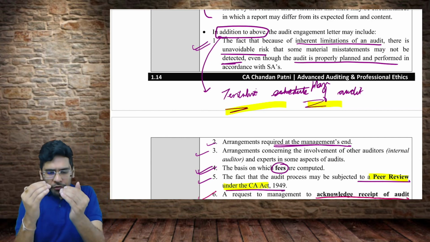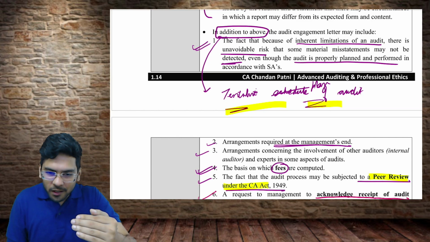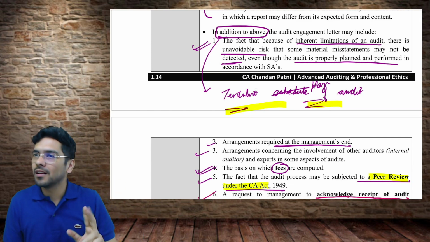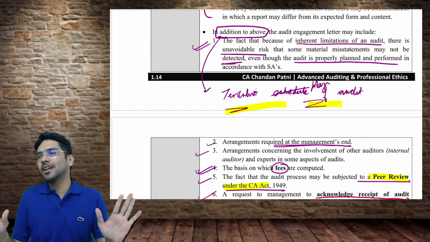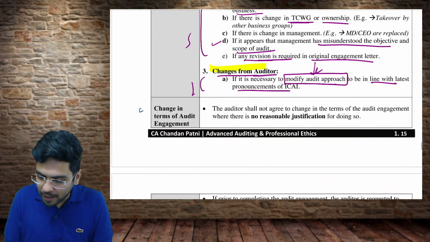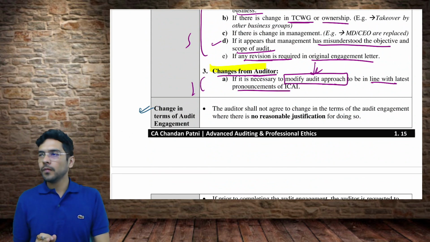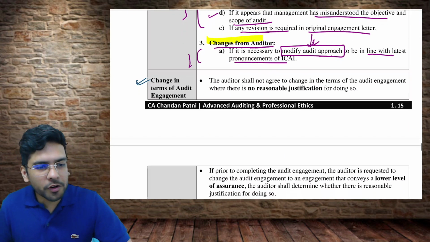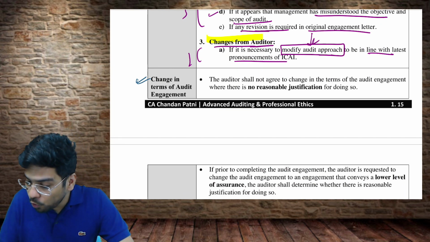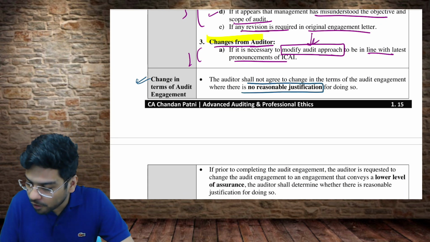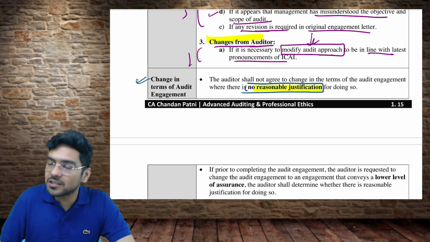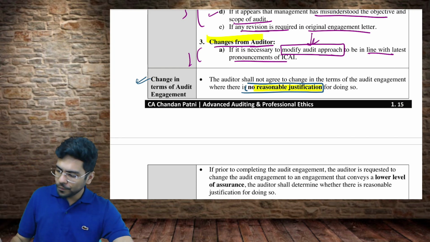But if you agree with the change, don't you think the new requirement should again be jotted down in a fresh AEL? Yes, things should be as clear as possible, right? So let us now read the last part of the chapter, change in terms of audit engagement. It says the auditor shall not agree to a change in terms of audit engagement where there is no reasonable justification for doing so. So what is the key word that you have to remember? Whether there is any reasonable justification to do so.